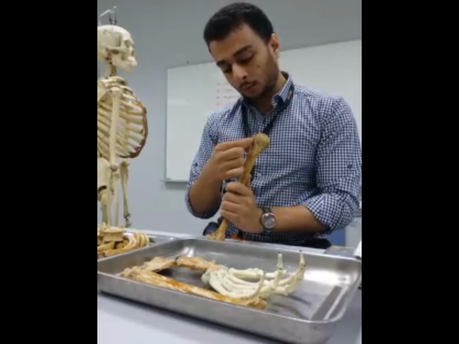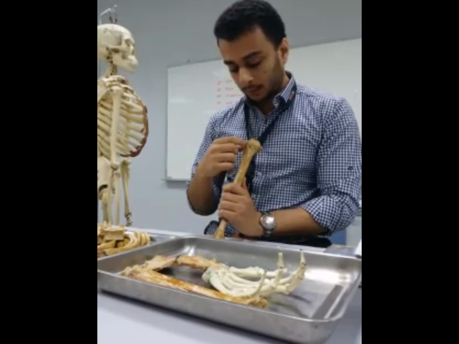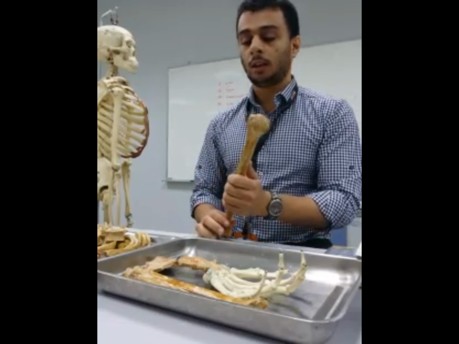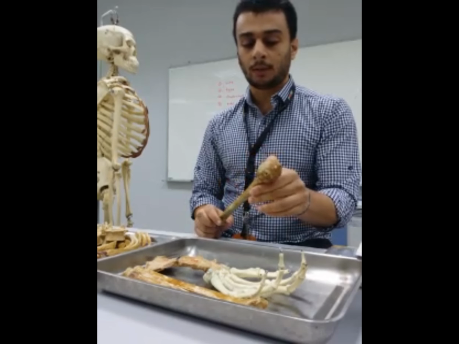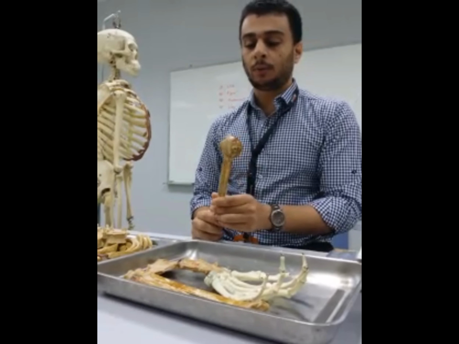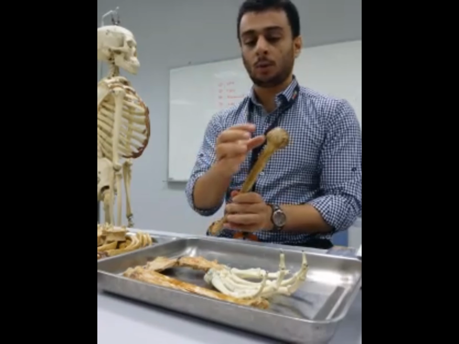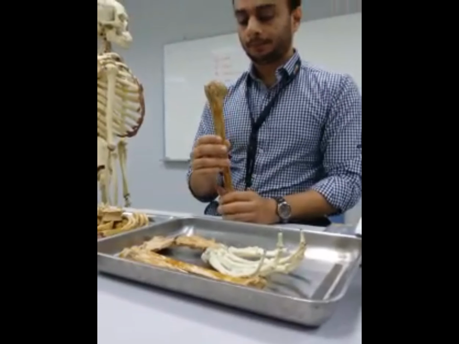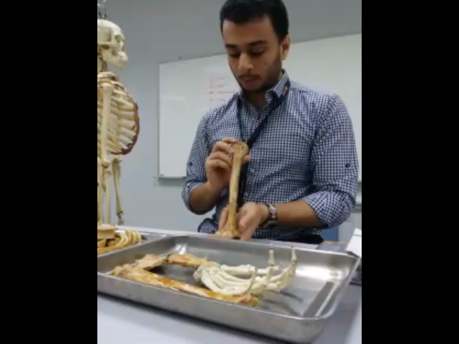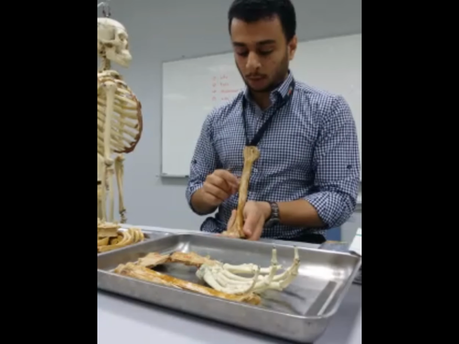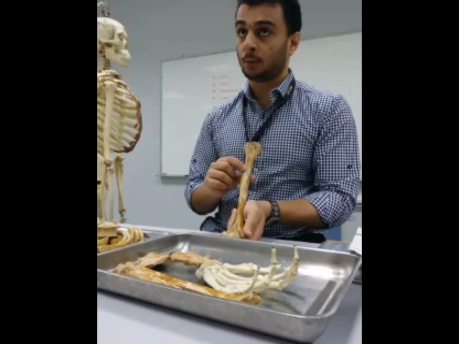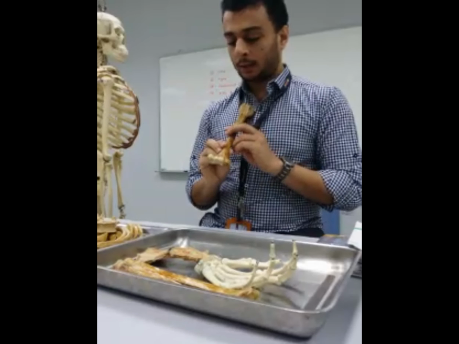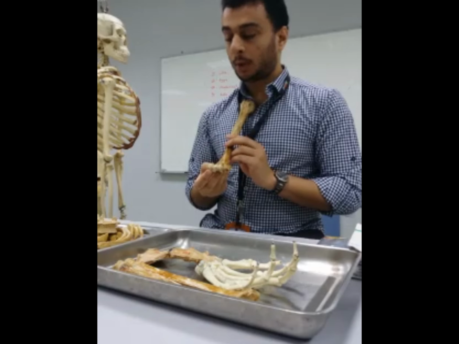In between there is a groove. You can see here, this one we call the bicipital groove, or sometimes called the intertubercular groove. This one lodges the tendon of the biceps. Then if you move down here, you will see the deltoid tuberosity.